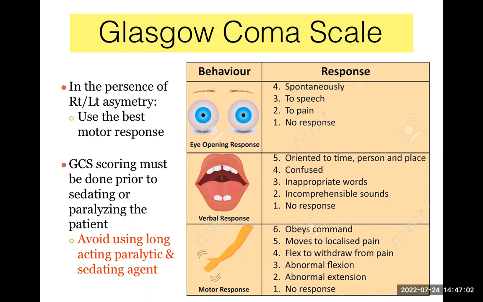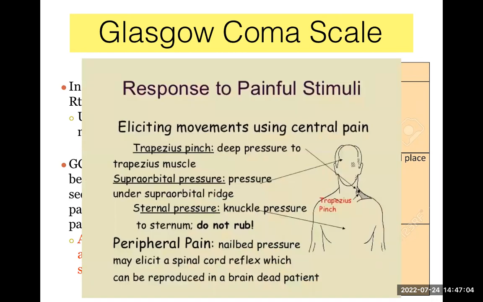How to assess the response to painful stimuli? You can elicit the movement using central pain or peripheral pain. For central pain, you can do trapezius pinch, supraorbital pressure, or sternal pressure. For peripheral pain, you can elicit it by nail bed pressure.